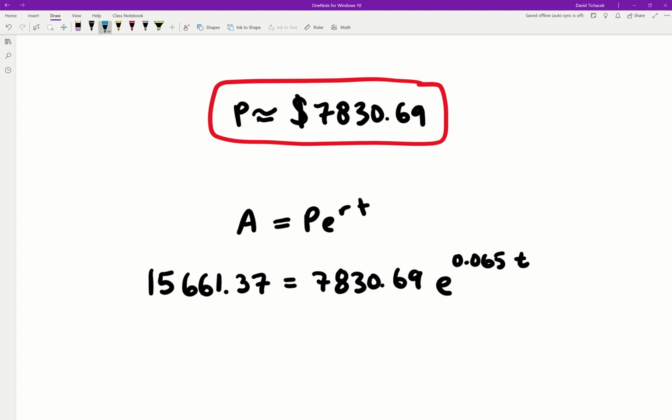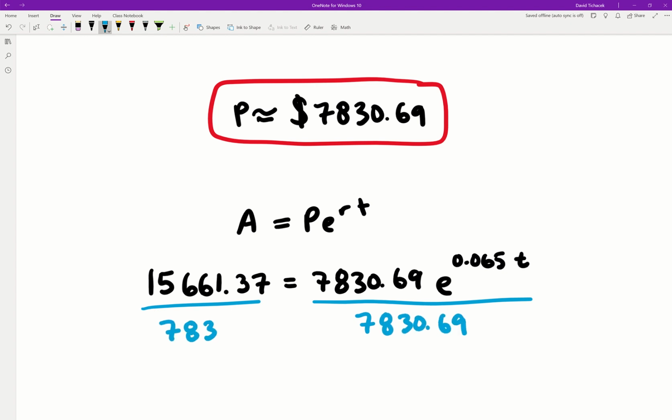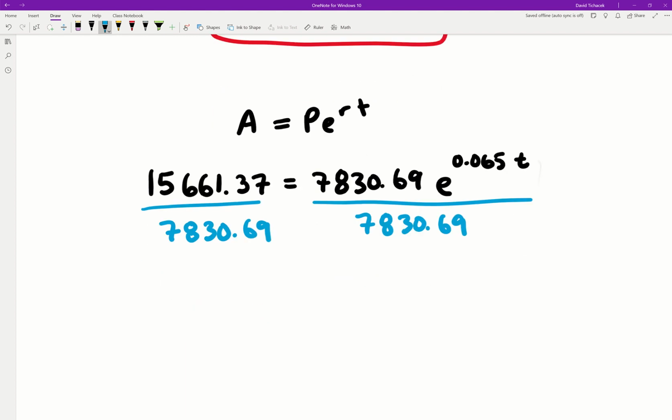Okay, now our first step to solve this exponential equation is going to be to divide both sides by the number that's sitting in front of the exponential, namely the $7,830.69. But we don't even need to reach for a calculator for this, because we already know that the way we got that 15,000 number is by taking this 7,000 number and multiplying it by 2. So we know if we divide those, it's just simply going to be 2.